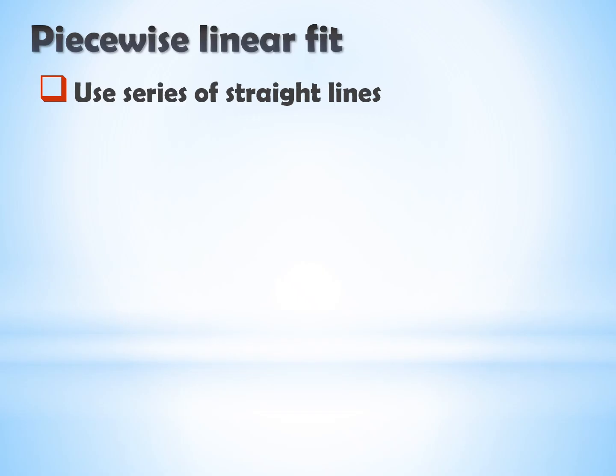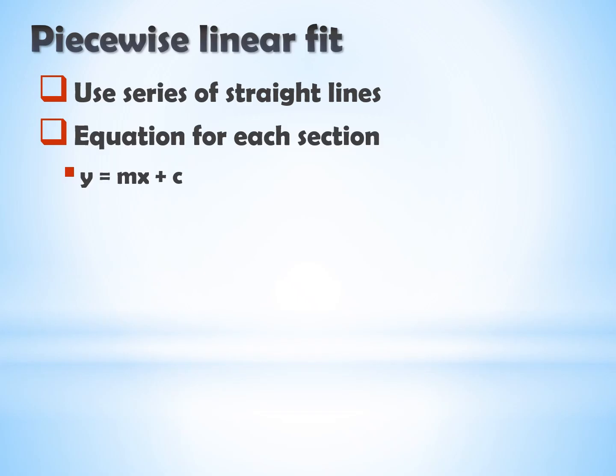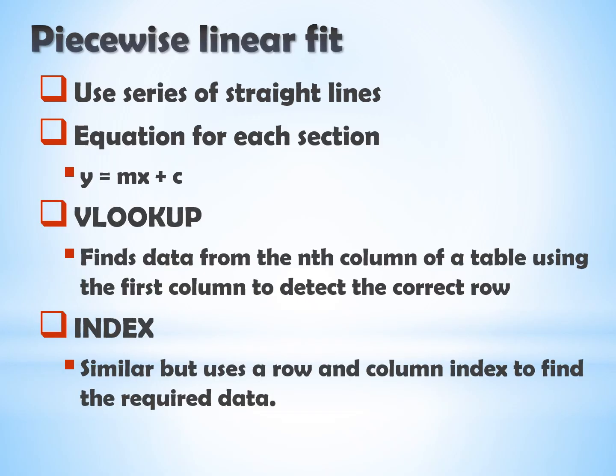Piecewise linear fit. The third method of calculating required values, lengths in our case, from voltages is to use the piecewise linear fit. This method is based on finding linear functions between consecutive sets of two data points. This can be done by using the functions VLOOKUP and INDEX. VLOOKUP is used to find data from the nth column of a table using the first column to detect the correct row, while INDEX is similar but uses a row and a column index to find the required data.